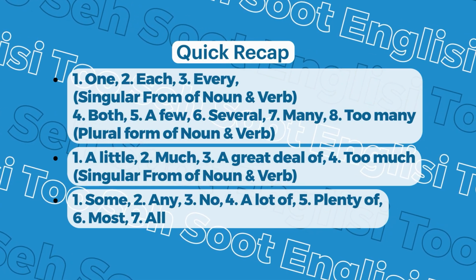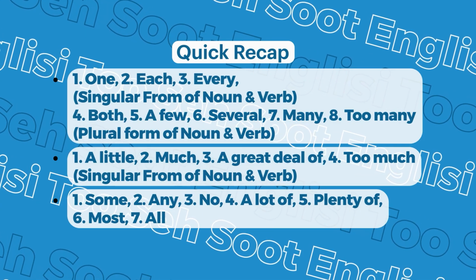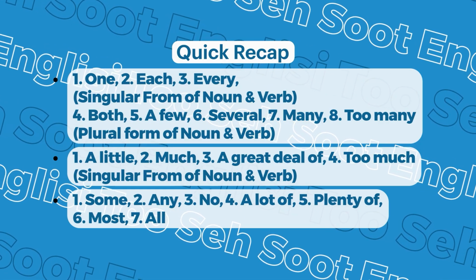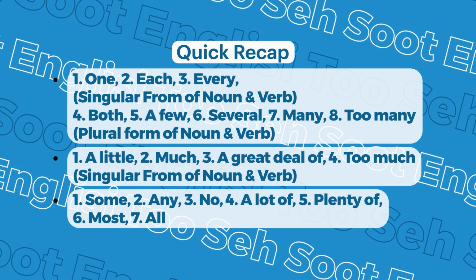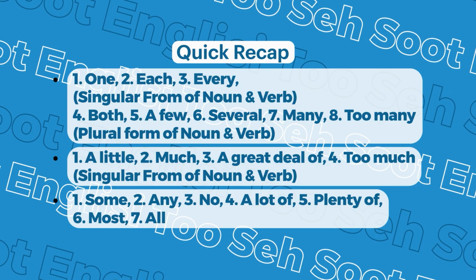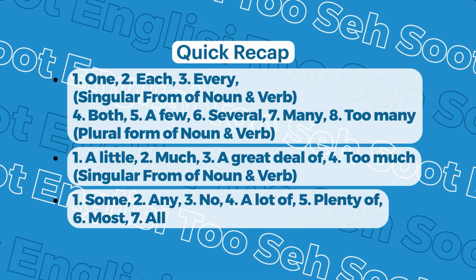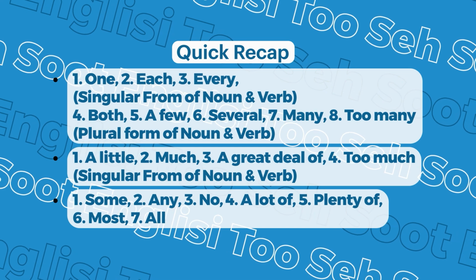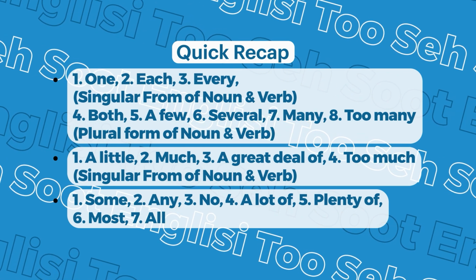Note that for uncountable nouns, we always use the singular form of the noun and verb. For countable nouns, we only use the singular form of the noun and verb when the quantities one, each, and every are used. Otherwise, we always use the plural form of the noun and verb.